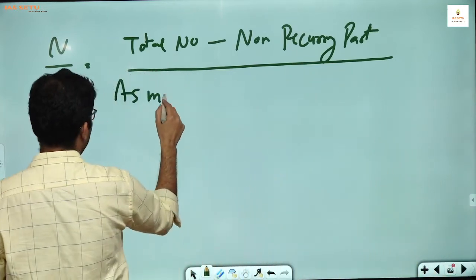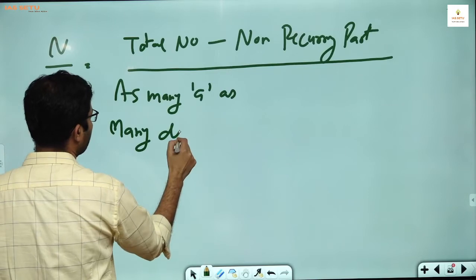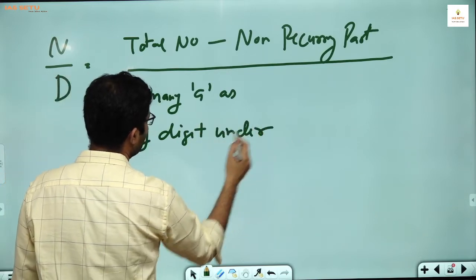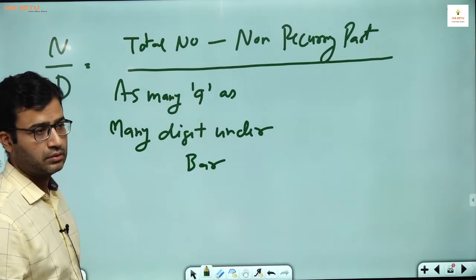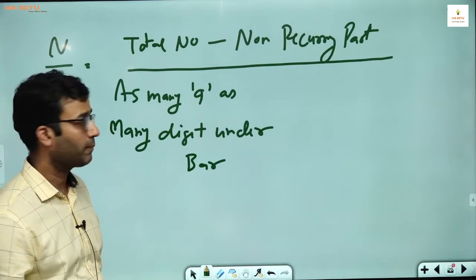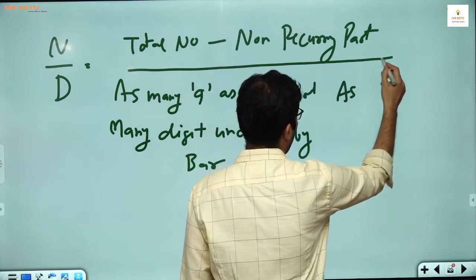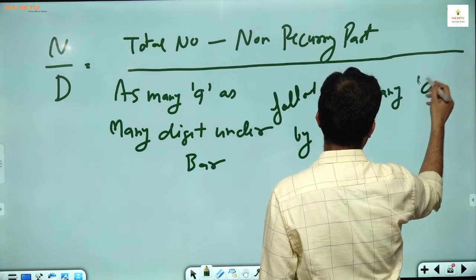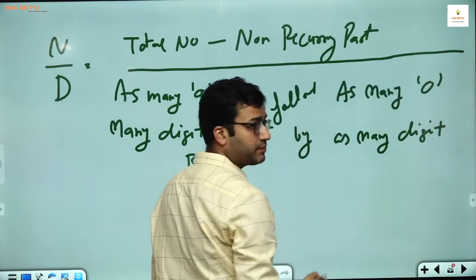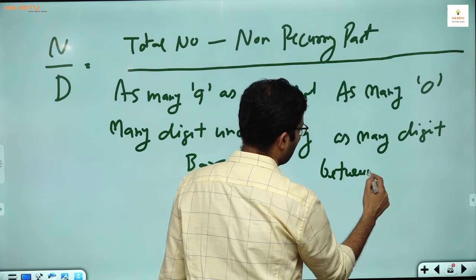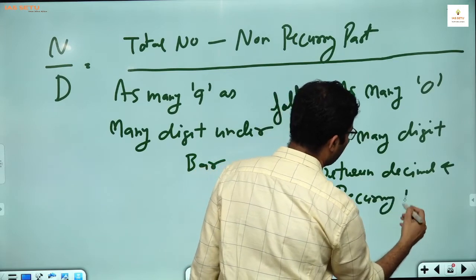Denominator: as many 9s as many digits under the bar, followed by as many 0s as many digits between the decimal and the recurring part.